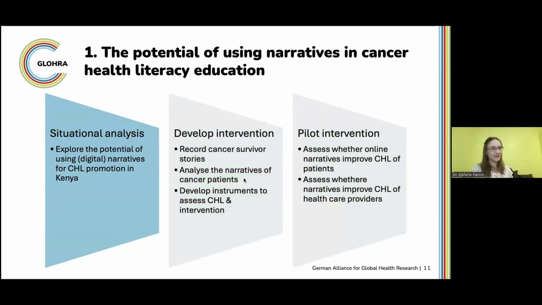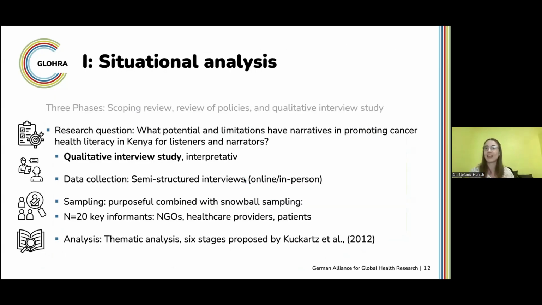And for the next few minutes, I would love to highlight some of the insights that we gained for these different aspects. Let's start with the situational analysis. Here we had 3 different phases: the scoping review, review of policies, and also qualitative interviews. I want to highlight the findings from the qualitative interviews, semi-structured interviews with a variety of different experts that we identified through purposeful sampling and snowball sampling from NGOs, healthcare providers, and patients. And we did thematic analysis following cohorts.